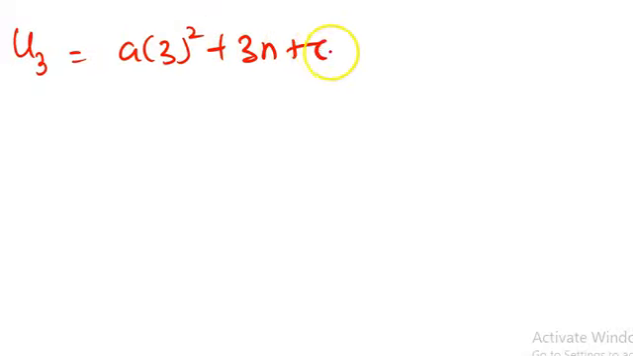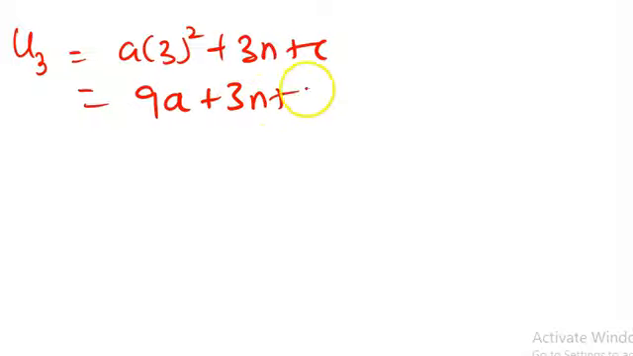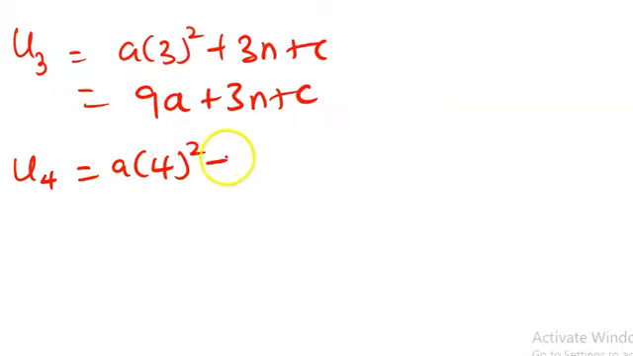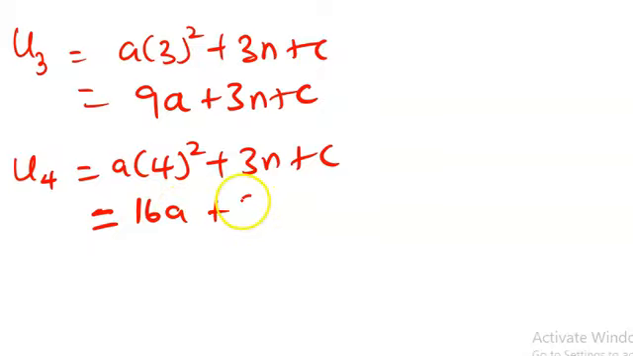Okay, let's move to the next one. The third term will be a times 3 squared plus 3b plus c, so we have 9a plus 3b plus c. Let's add another one, the fourth term. We have a times 4 squared plus 4b plus c, and this is the same as 16a plus 4b plus c.